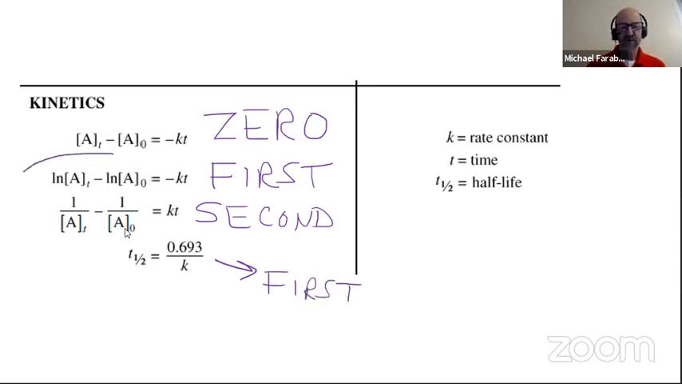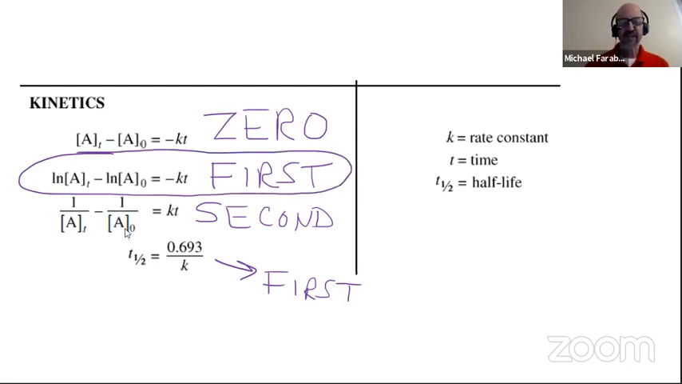So we were told that the reaction was first order. So we're going to go ahead and use this particular equation, which is the natural log of the concentration of the reactant at time t minus the natural log of the original concentration of the reactant at time 0 is equal to negative k, the rate constant, times t, the time.